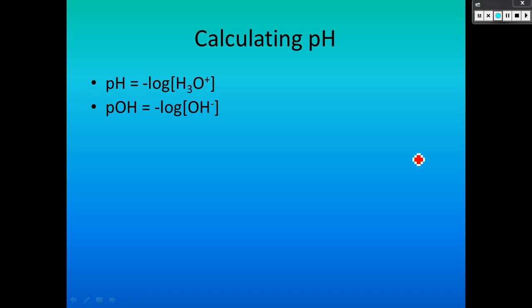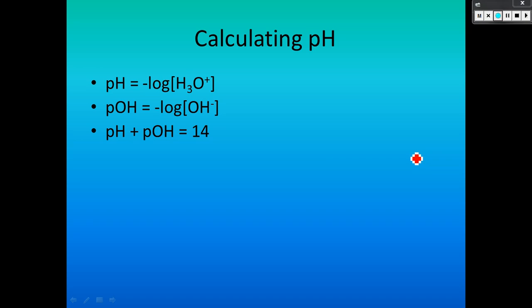pOH equals negative log of OH minus. There's also this thing called the pOH, which is the negative log of the concentration of OH minus. Now, pH plus pOH equals 14. Notice the Keq is 10 to the negative 14th, pH plus pOH is 14, and the pH scale goes from 0 to 14.